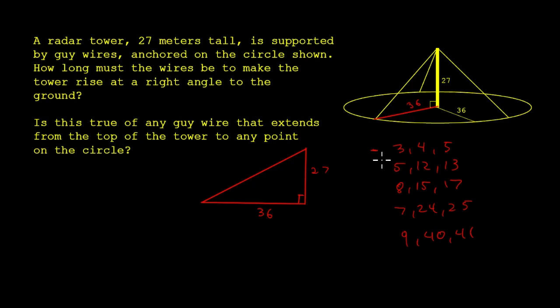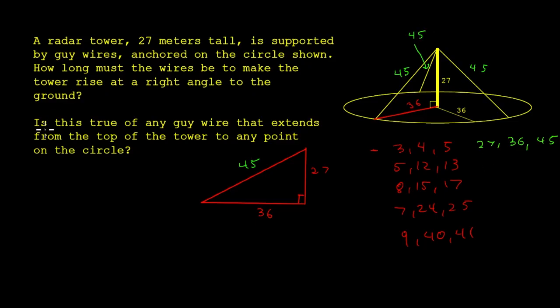For these, we are multiplying by 9. 3 times 9 is 27. 4 times 9 is 36. And then 5 times 9 would be 45. So we will put that over here in green just to make the point. So the length of this guy wire is 45. For that matter, the length of this guy wire is 45. And the length of that guy wire there is also 45.